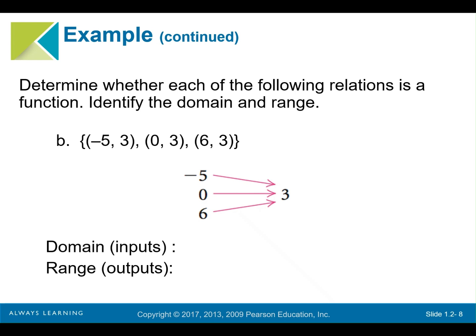Alrighty, third one here. We need to again tell, is this a function, and identify the domain and range. And it's very tempting to say it's not a function because there's only one thing in our range on this side. But what we care about is that everything on our domain side has exactly one arrow leaving it. And that is true here. So this is a function. Our domain is -5, 0, and 6, and our range is just 3. And that can happen, but that's totally okay.